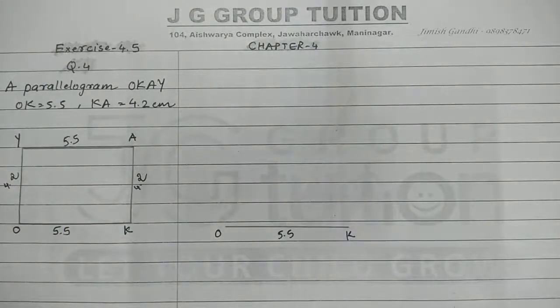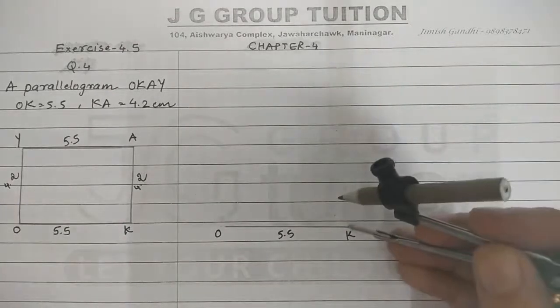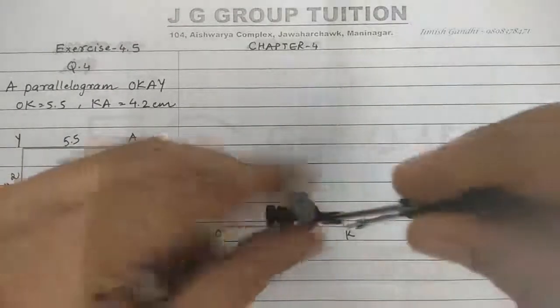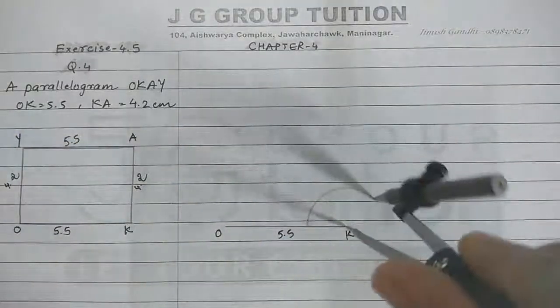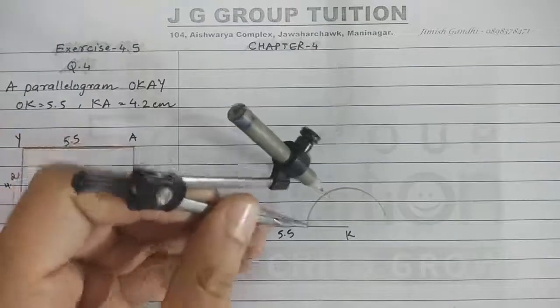To obtain the rest of this, as I told you, it's considered as a rectangle, so we should consider O and K both are right angles. So let's construct any of the angle as a right angle. We'll construct K. For that we should take any arbitrary radius. From point K we should draw the arc. We should keep the same radius.